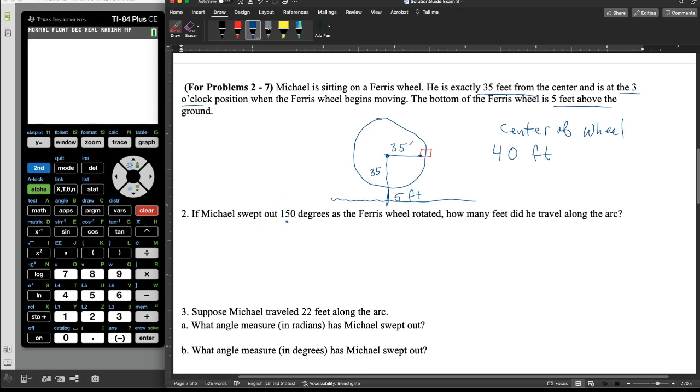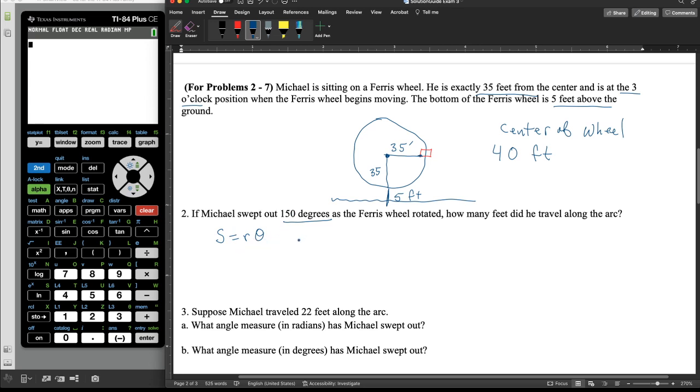If Michael swept out 150 degrees as the Ferris wheel rotated, how many feet did he travel along the arc? Well, remember our arc formula. The arc length, that's a distance, is r theta. Theta in this case is in terms of radians. We can't just multiply it by degrees because that would give us a weird answer in terms of degrees. We want it in terms of distance.